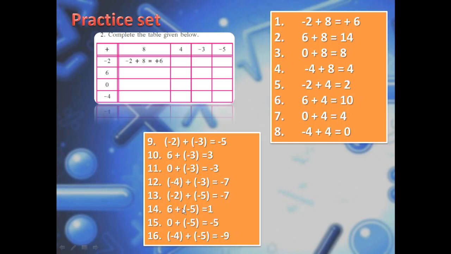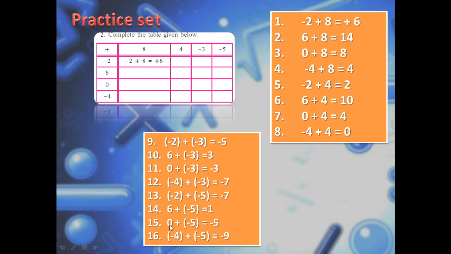6 is positive. 5 is negative. Subtract it directly. 5 from 6, you get 1 as the answer, and 6 is having a positive sign, so answer will also have positive sign as plus 1, or you can just write 1 as given in the video.